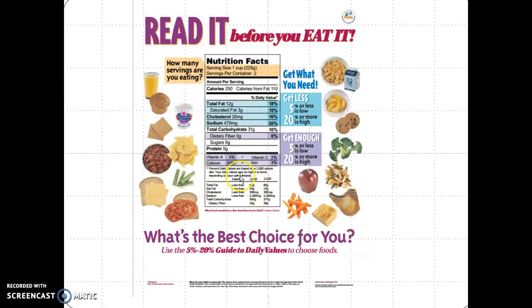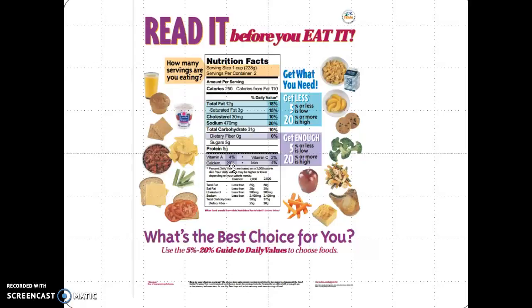So they are suggesting that if you see something, to make it easier for the regular consumer, if you see 5% of some vitamin or mineral, that's a pretty low amount. If you see 20%, that's a pretty high amount. So that's a better choice.